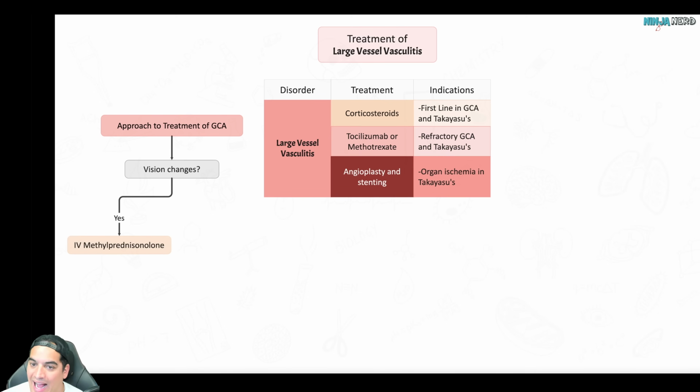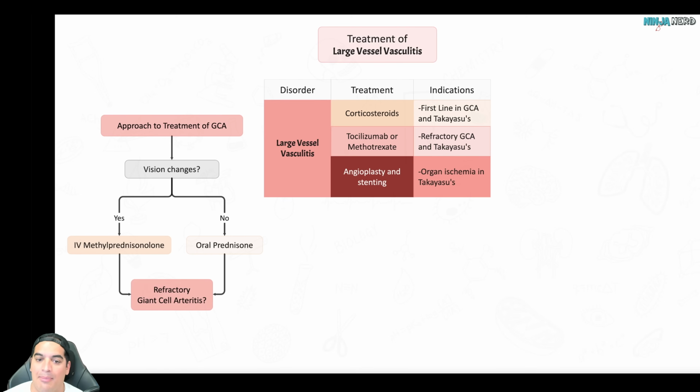I need to get high dose steroids in there and get the inflammation down now so that they don't lose their vision. If there is no vision changes, I don't want them to eventually lose their vision, so I'm going to put them on steroids, but it doesn't have to be IV and it doesn't have to be these crazy high doses right away. That's when I would use something like oral prednisone, all right? So that's the way I would review this. Now let's say that I use one of those two agents, I don't get them under control, or they're refractory, they're still having symptoms. That's when I would go to tocilizumab, or I would go to methotrexate.